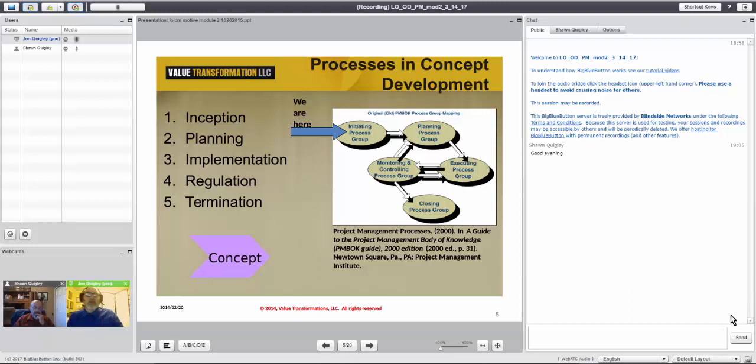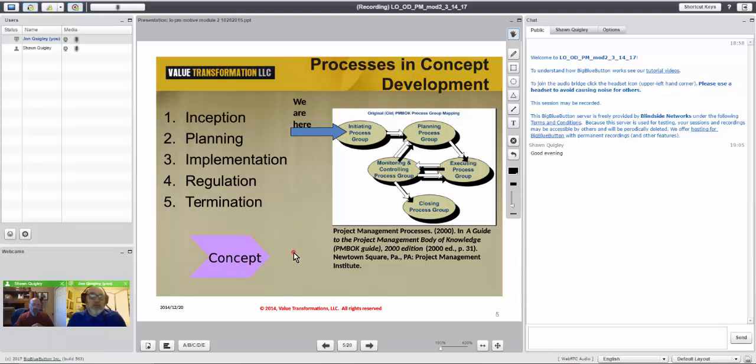So at the beginning of the project, you're looking at the beginning of concept, so you're right here at concept when you're looking at initiating or inception. And then you're going to work through every one of these inside the concept phase. You're going to initiate something. You're going to plan how you're going to do something in the concept phase. You're going to execute some things, and monitor and control some things. And eventually you're going to come to a place where you're going to close the concept phase out. And that's where the gate reviews are at.